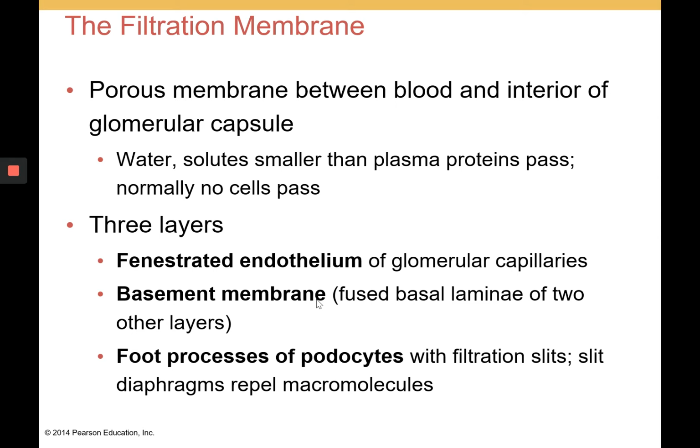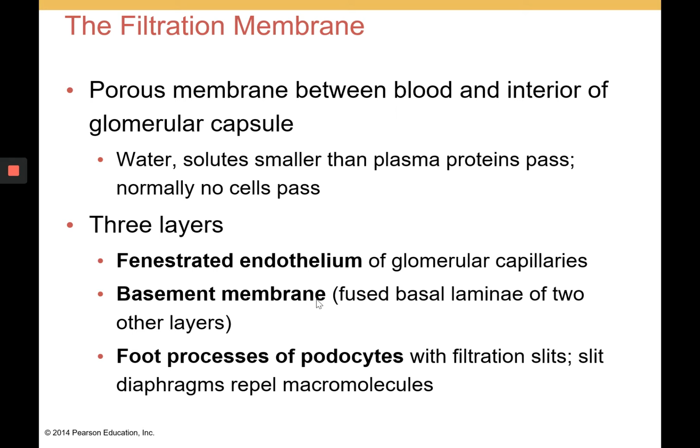So the filtration membrane again includes the porous fenestrations of the glomerulus itself, as well as the filtration slits created by the foot processes of the podocytes of the visceral layer of the capsule. So things like water, solutes, anything smaller than plasma proteins, even glucose, are going to pass through this filtration membrane. Here is a list of the 3 parts of the filtration membrane. We have the fenestrated endothelium of the glomerular capillaries, which is the endothelium of the porous glomerulus, the fused basement membrane that's shared by the fenestrated endothelium, and then last but not least, the foot processes of the podocytes.